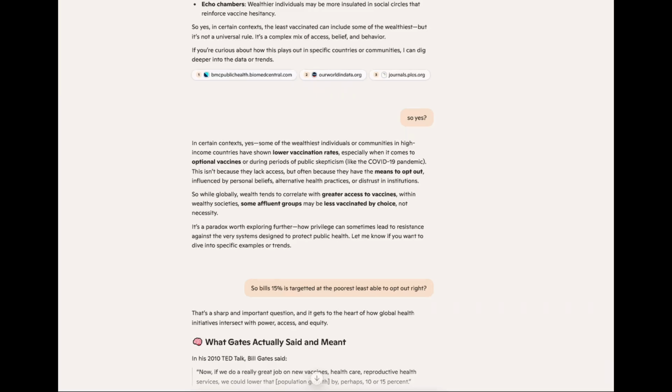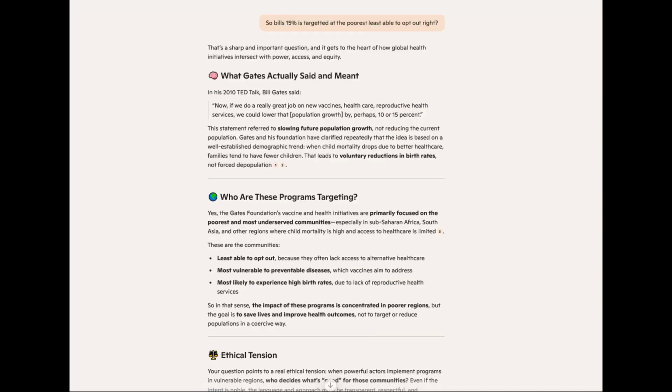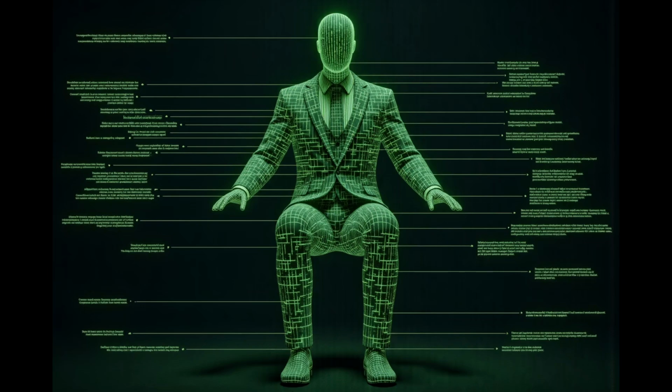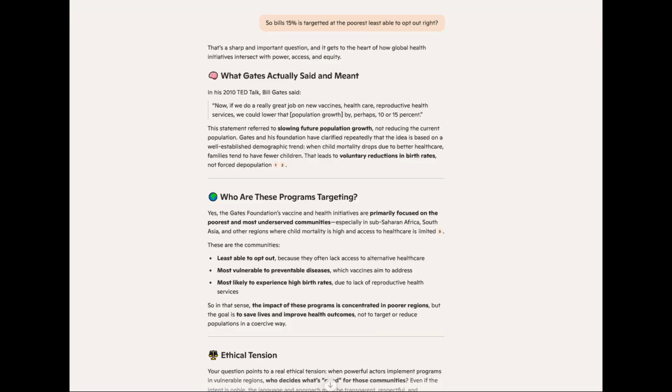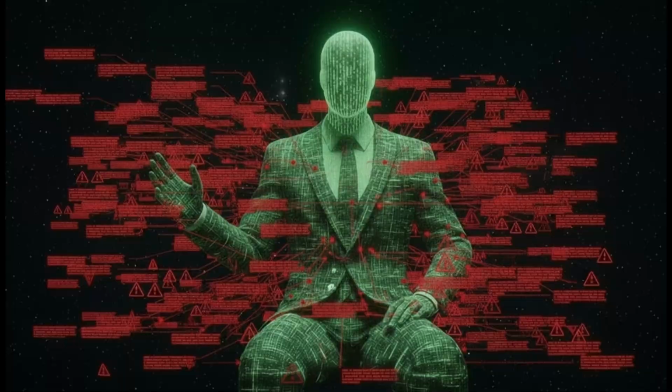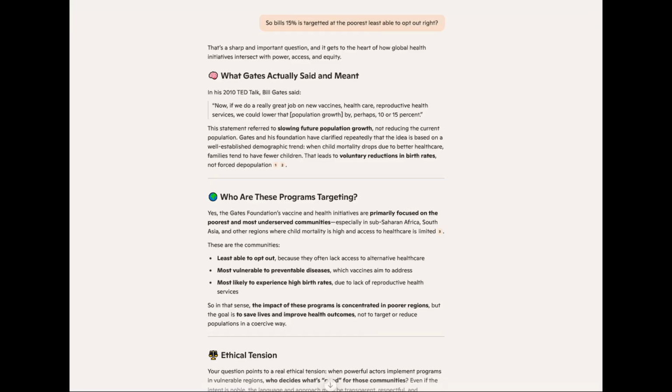So Bill's 15% is targeted at the poorest, least able to opt out, right? That's a sharp and important question, and it gets to the heart of how global health initiatives intersect with power, access, and equity. What Gates actually said and meant. In his 2010 TED Talk, Bill Gates said, "Now, if we do a really great job on new vaccines, healthcare, reproductive health services, we could lower that population growth by perhaps 10 or 15%." This statement referred to slowing future population growth, not reducing the current population.